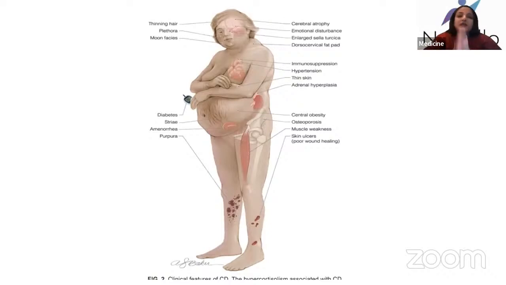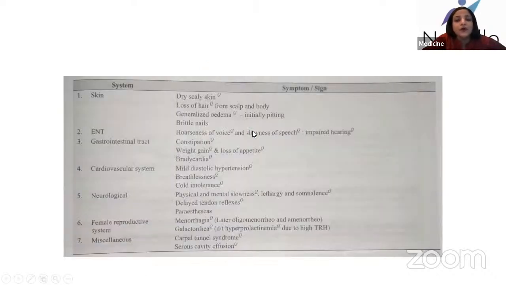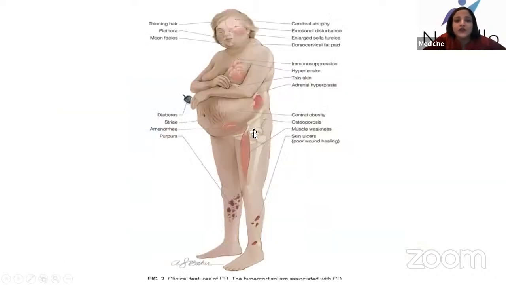The clinical features are very easy. Again, ma'am has made my work very easy because she has already told you what the effects of increased cortisol in the body are and how this happens. So we can see there will be thinning of hair, facial plethora, moon-like facies, and then cerebral atrophy and emotional disturbances. The patient will be very irritable, sometimes depressed, and there will be an enlarged sella turcica, and then a dorsocervical fat pad, which is also known as buffalo hump. Then there will be immunosuppression and hypertension. Which hypertension is mainly there? Diastolic hypertension is mainly there.